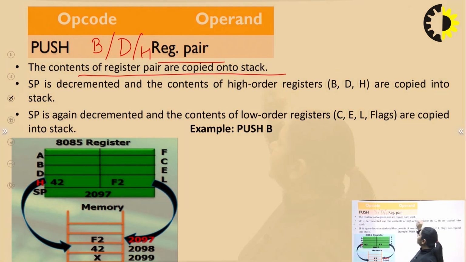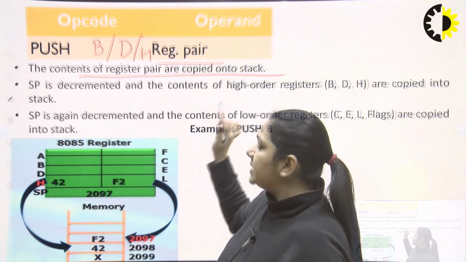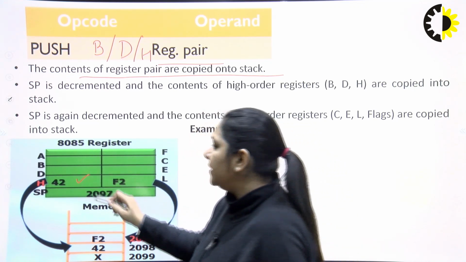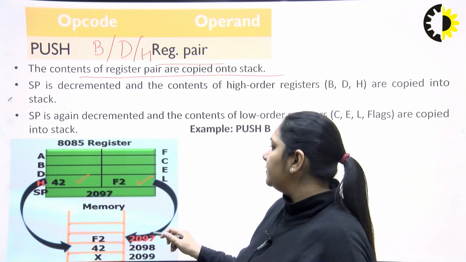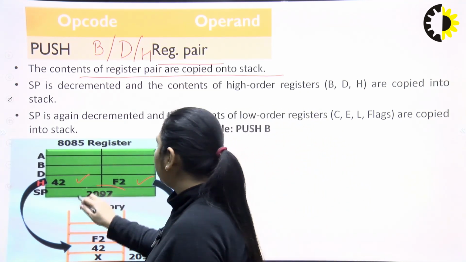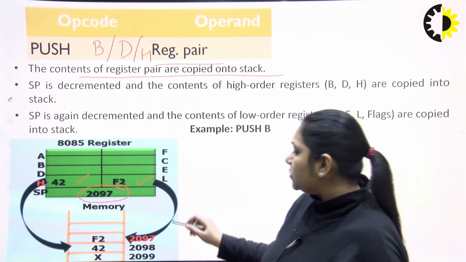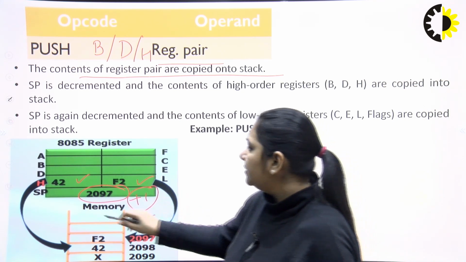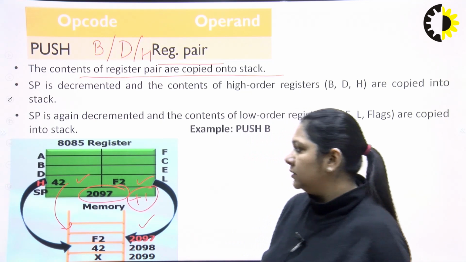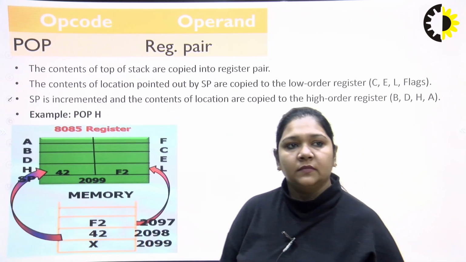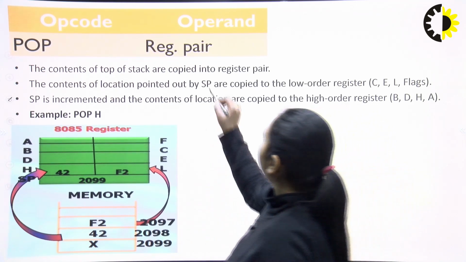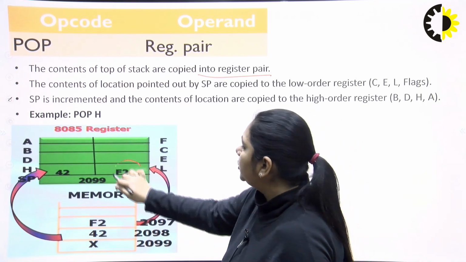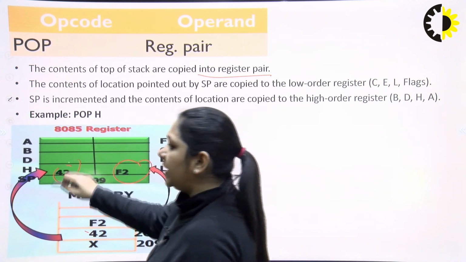So what is happening here? The contents of that register pair will be copied onto the stack, and the stack pointer will decrement here. As we can see, 42 is given for H, F2 is given for L register. 2097 here is the contents of stack pointer. So what will happen? This F2 will go to 2097, then there will be plus 1 here, and 42 will go to 2098. So this is pop register. What will happen here? Similarly, what I have copied in push will be popped out. F2 will be popped to L register, and 42 will be copied to H register here.